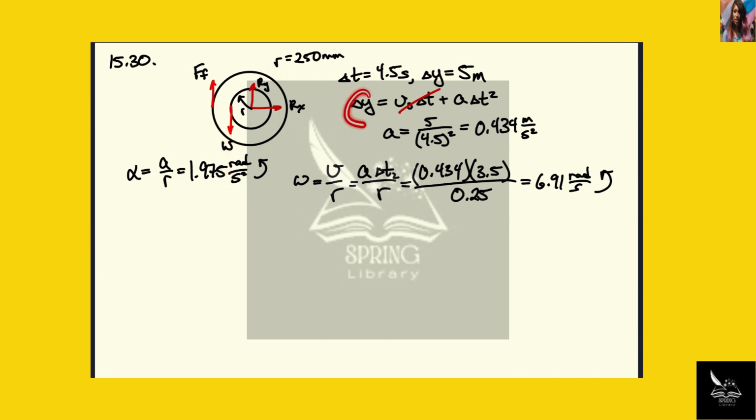So we know that this thing is just falling linearly. So its displacement, if we take positive as down, is the initial velocity times time plus one half the acceleration times time squared. And the initial velocity was 0. So we can solve for a, and that winds up being 0.434 meters per second squared. So that's how fast this thing is falling.